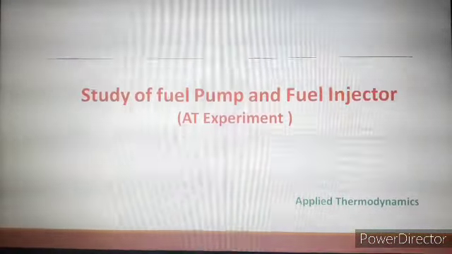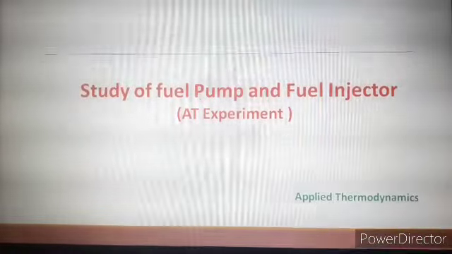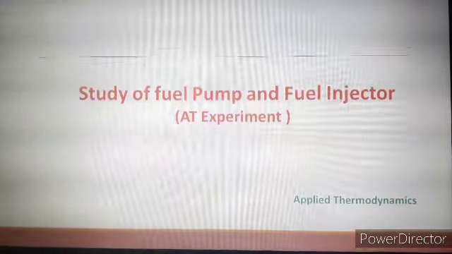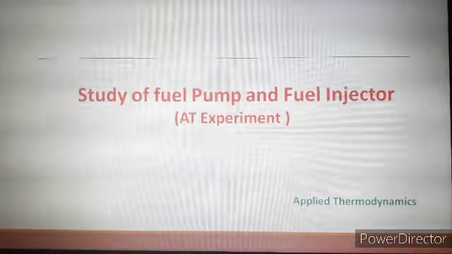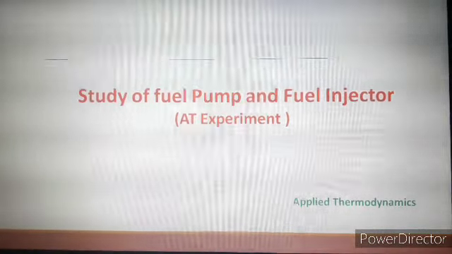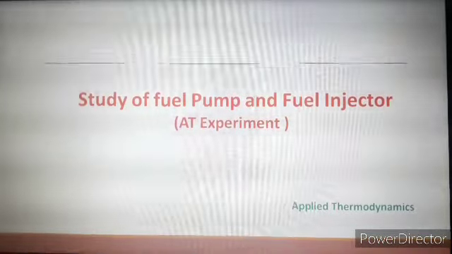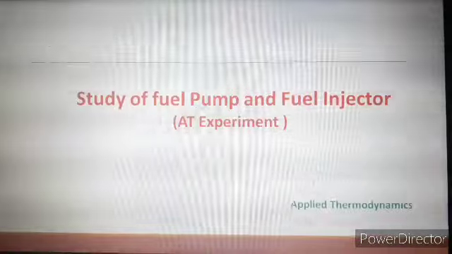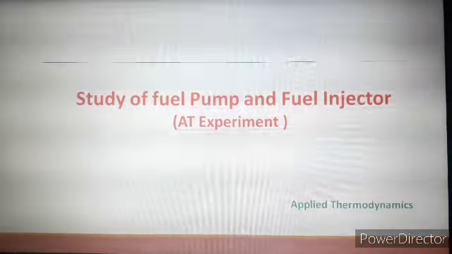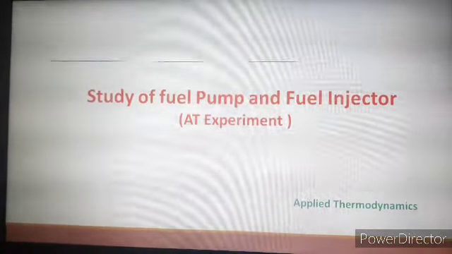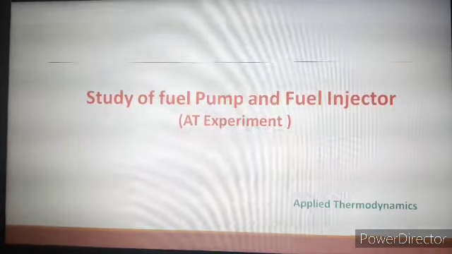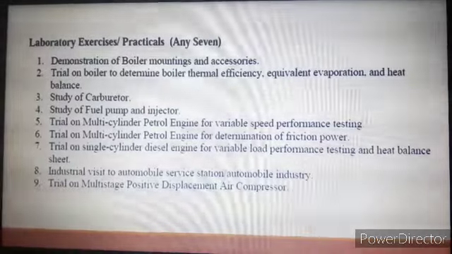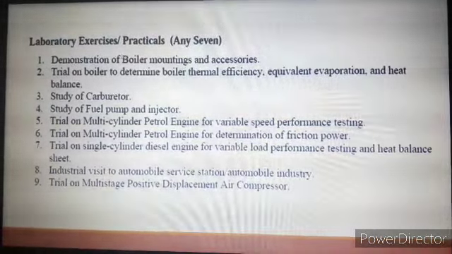When we discussed the SI engine topic, we discussed in detail the carburation, principles of carburation, different types of carburetors, and also the MPFI system. Again, during the discussion of CI engine topic, we also discussed in general the fuel pump and fuel injector system. So today once again, as a part of our experiment, we will discuss this fuel pump and fuel injector in detail. Now this is the list of experiments as per our syllabus.